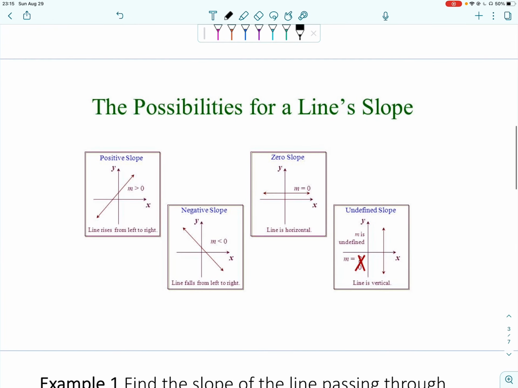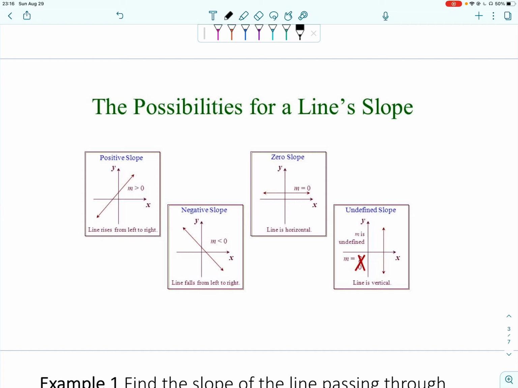So possibilities for the slope of a line: you can have a positive slope. It's when the value of m is bigger than 0. You can have a negative slope when the value of m is less than 0. You could have a 0 slope, so that's a horizontal line. It's when m is equal to 0. Or you can have an undefined slope. That's when the line you're looking at is vertical.